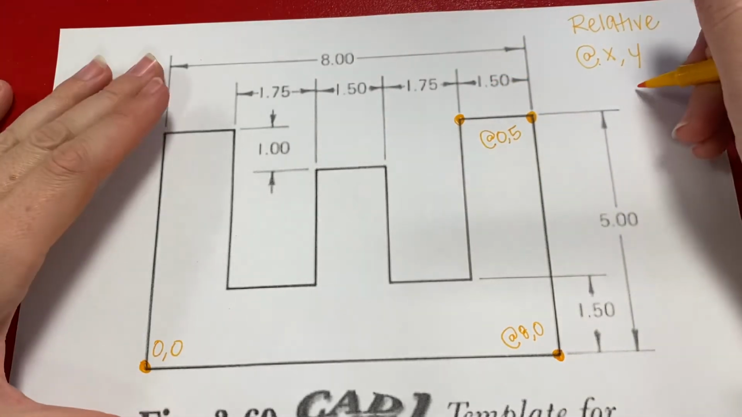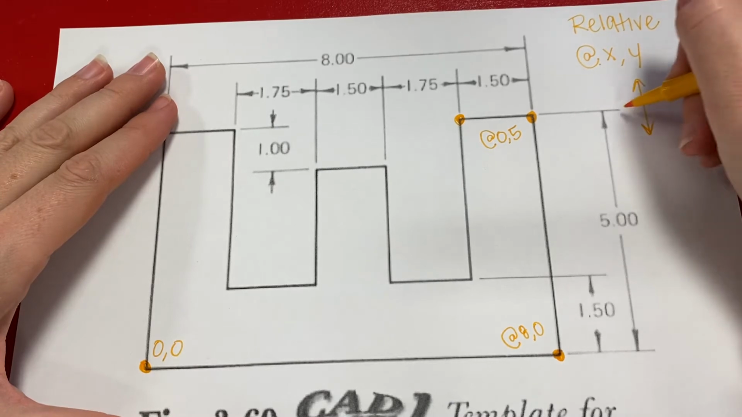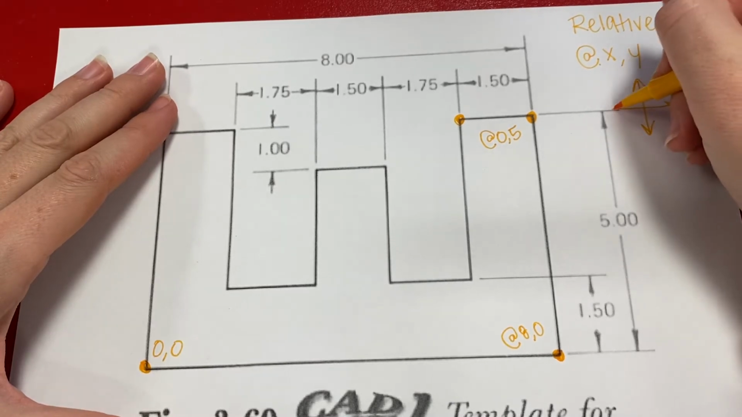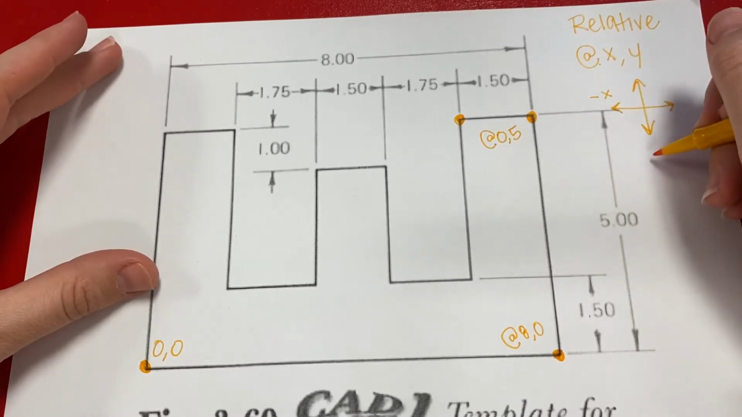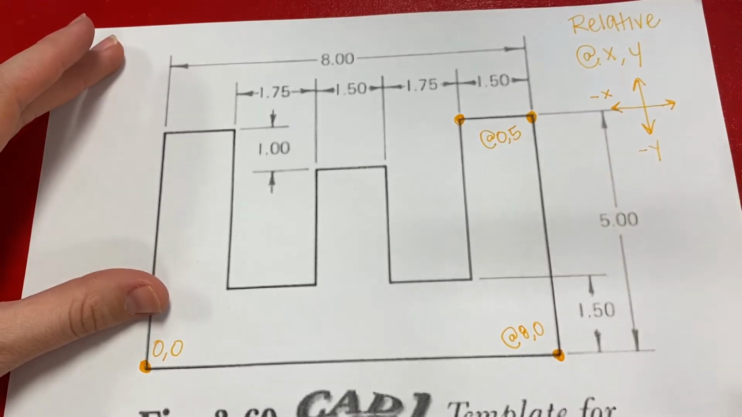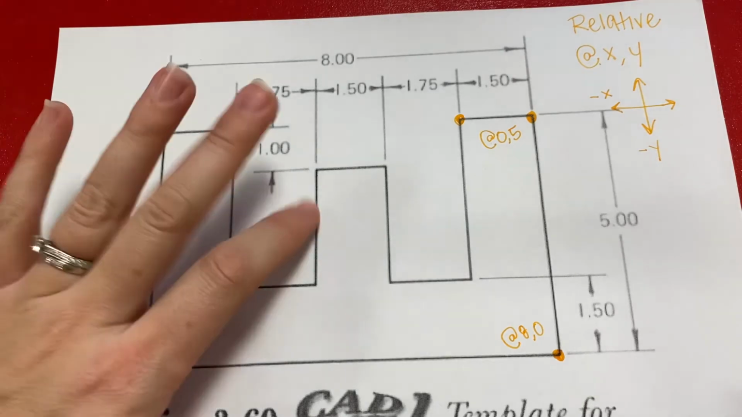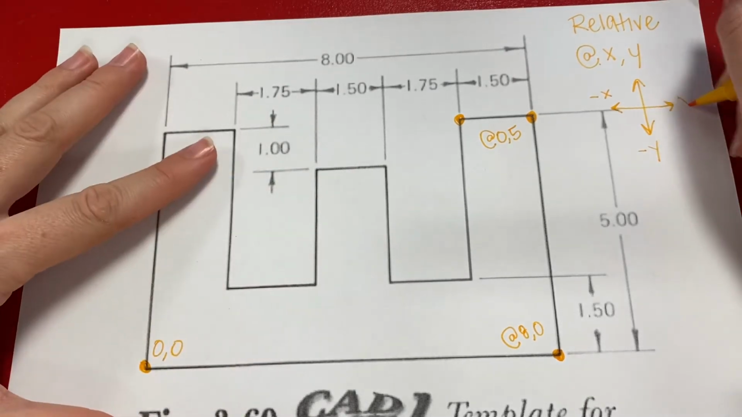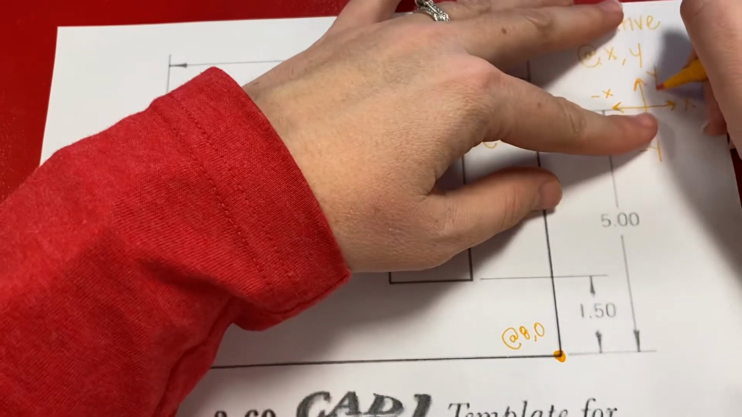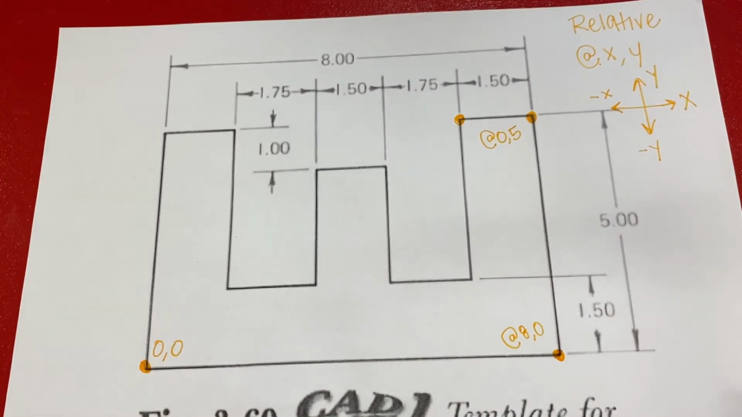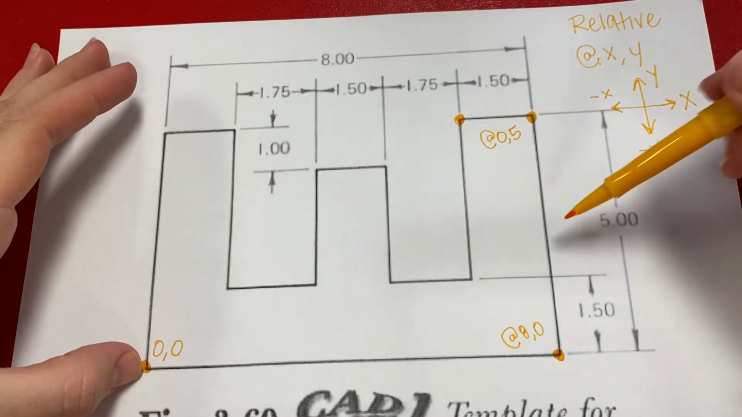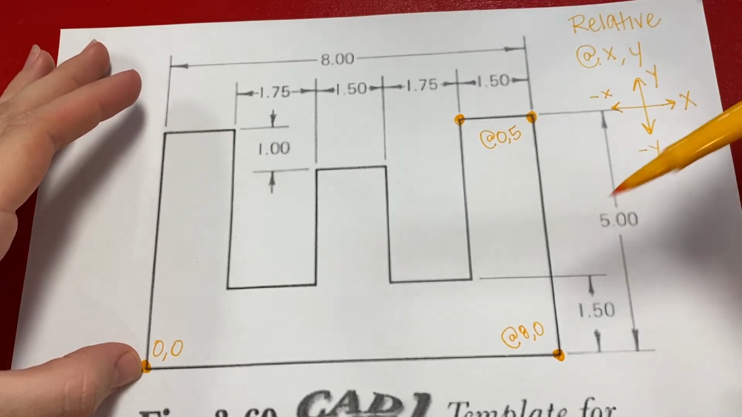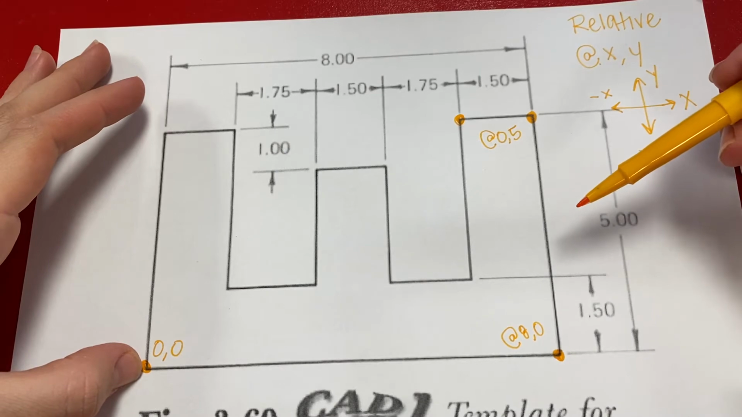The disadvantage is now when you travel to the left, it's going to be a negative x, or down, that's going to make it a negative y. So with absolute, depending on where you position your drawing, it's always going to be either a positive x or positive y, assuming you're putting it in the first quadrant. With relative, we are now going to have negative distances.